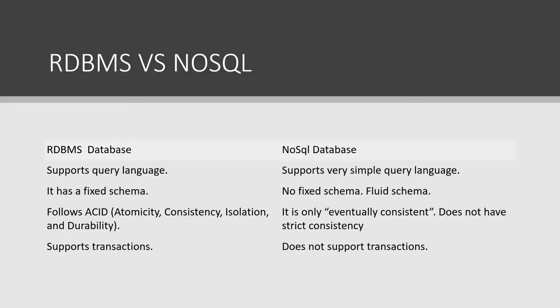This is just a comparison between the relational database and NoSQL database. A relational database supports a query language like SQL, wherein you just say select star from the table name. Those kinds of statements are supported in a relational database. When you say NoSQL database, there is nothing like a very simple query language. The query language is entirely different.